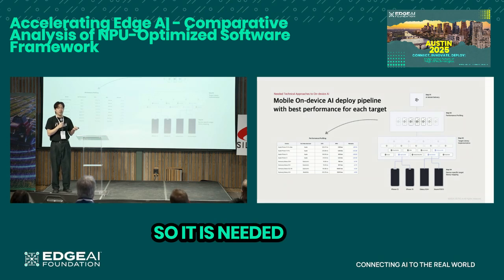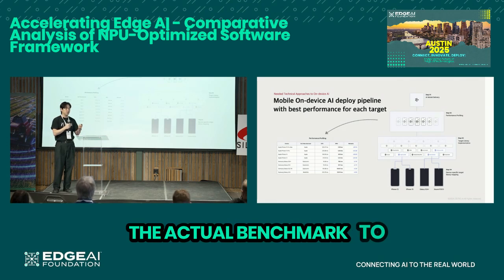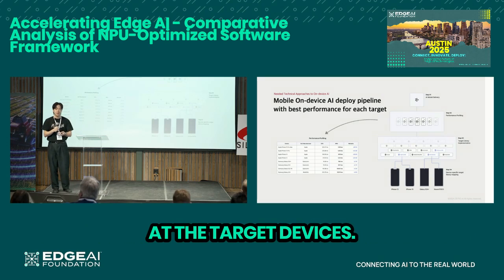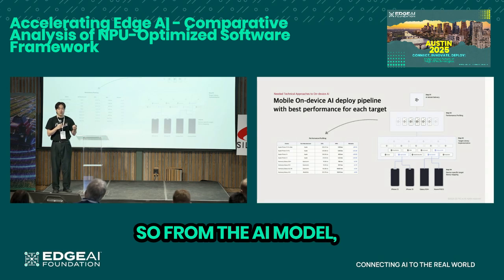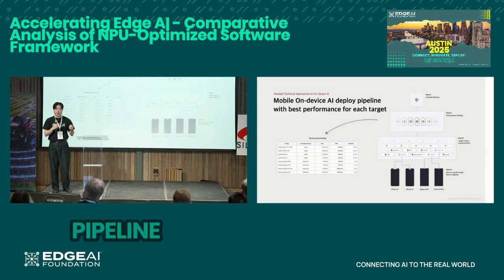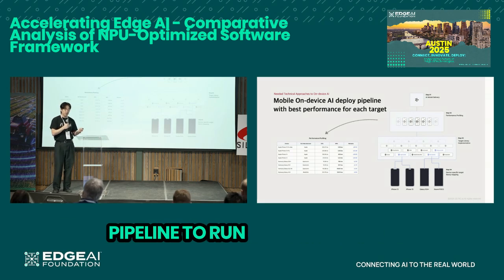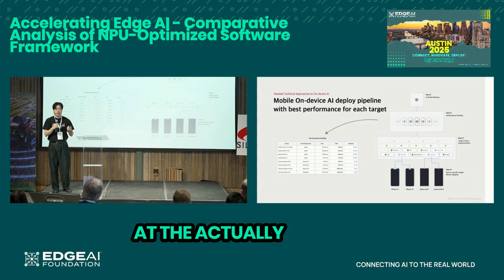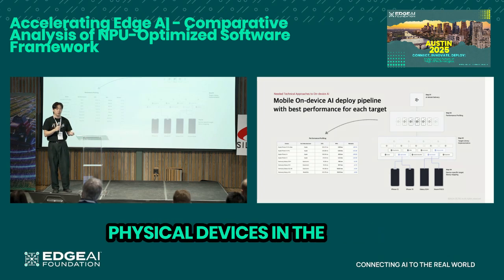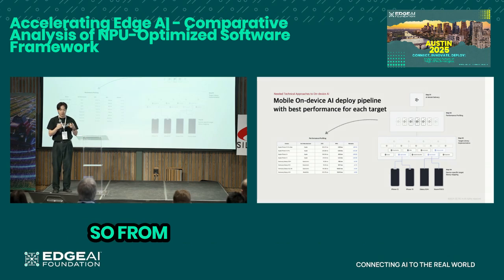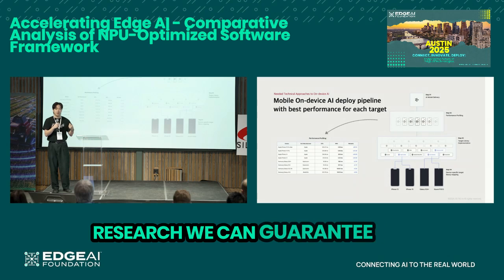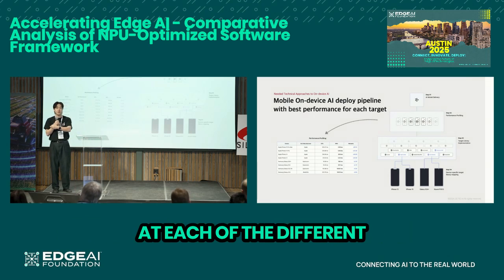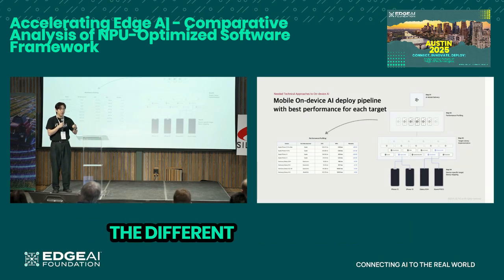So it is needed to run the actual benchmark to guarantee the best performance for the AI model at the target devices. We developed a pipeline to run the benchmark and profile every AI model on actually released physical devices in the world. From those benchmark results, we can guarantee that the AI model runs with the best performance on each of the different target devices from each of the different manufacturers.